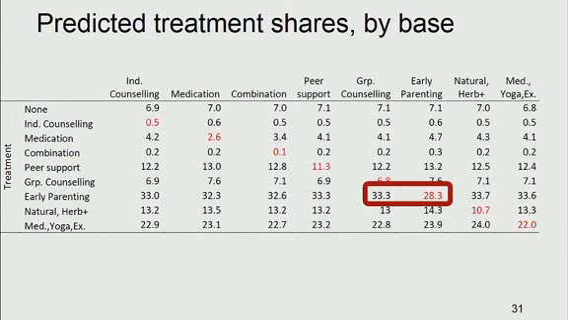You can now just repeat that game for all 8 different models. And now the interesting thing is comparing across a row. So these are the predicted market shares as I change the base for the estimation. And there's some which really start to pop. So this early parenting group support, it's 33.3% of the market if you use the group counselling as the base. It's 28.3% if you use early parenting as the base.